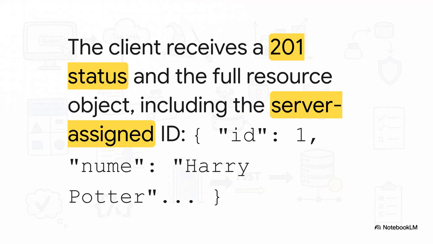And this is exactly what the client gets back. It gets that 201 status code, and it gets a JSON object representing the very thing it just asked to create, now complete with its new ID. The circle's complete. The client made a request, and the server not only did the work, but sent back proof.